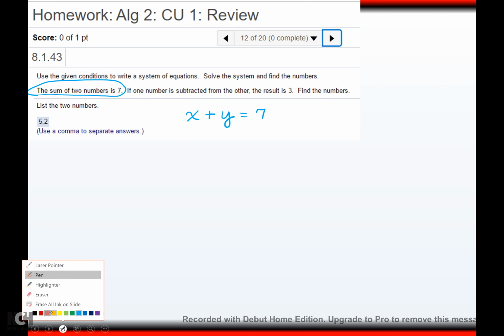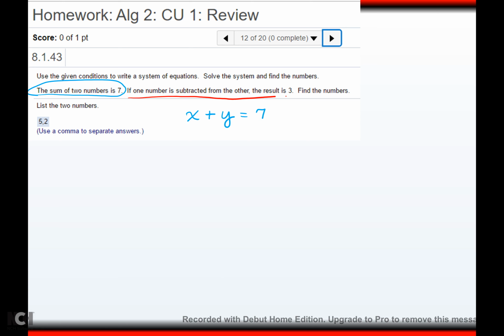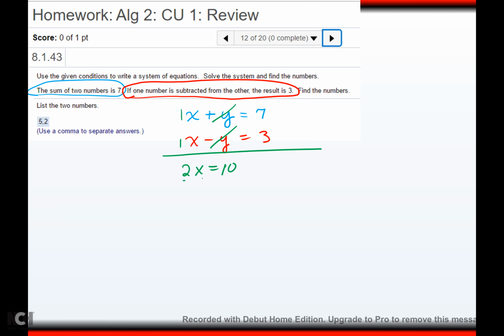Your second sentence says if one number is subtracted from the other, the result is 3. So that would be if you subtract them, you get 3. Well, there's my system, and happy birthday, Merry Christmas to me. I don't have to multiply the top by the bottom or the bottom by the top at all because the y's are ready to cancel. So this becomes 2x equals 10, divide by 2, and x equals 5.